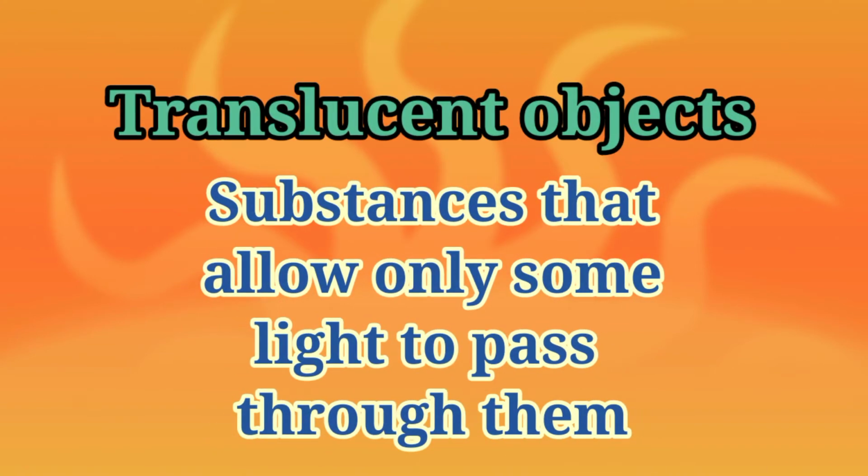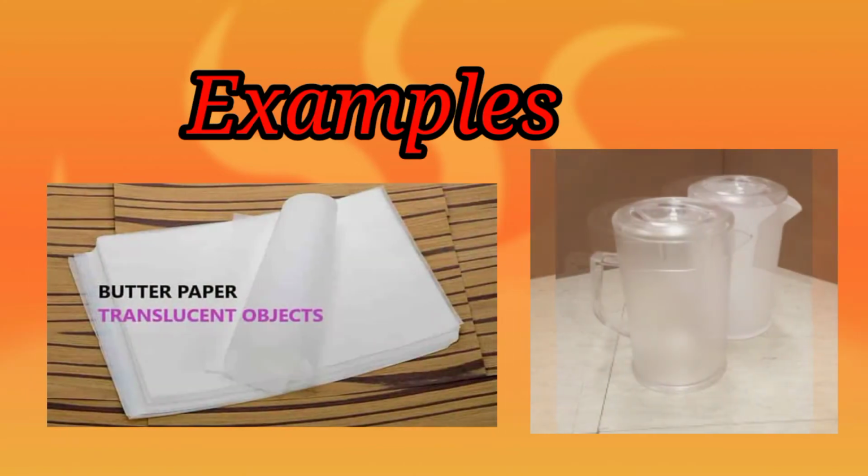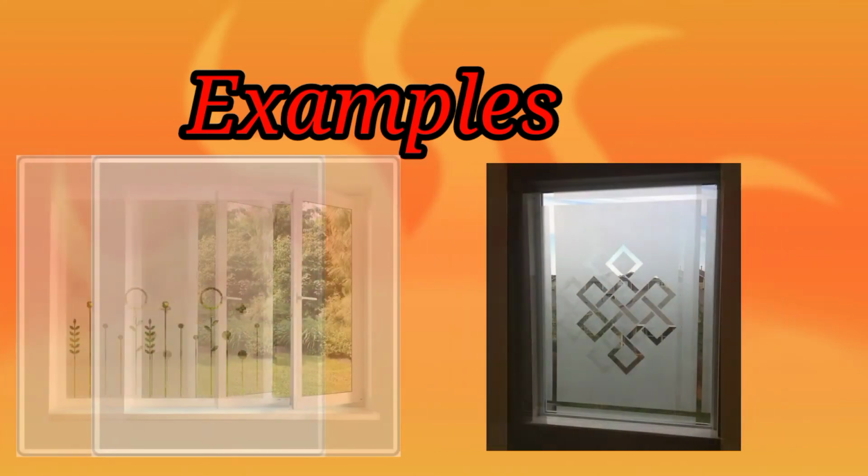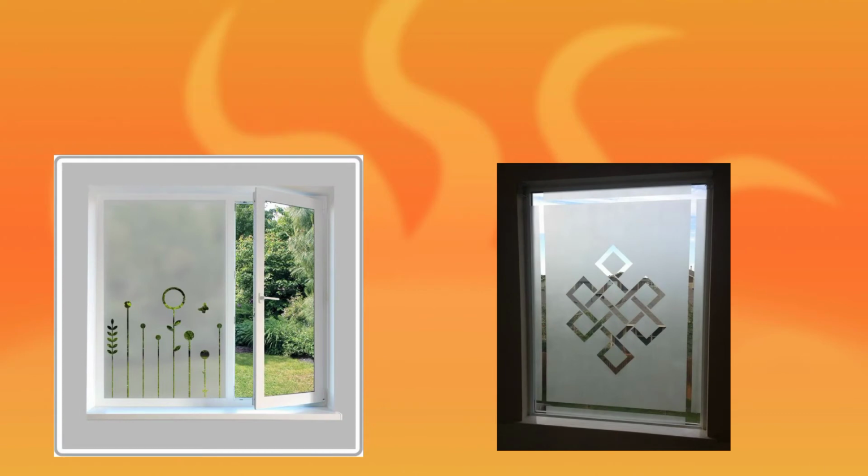Now, what are translucent objects? The objects that allow only some light to pass through them are called translucent objects. For example, butter paper, tracing paper, oiled paper, frosted glass, all these are examples of translucent objects. Means they allow only some light to pass through it. Light can't pass through it properly.